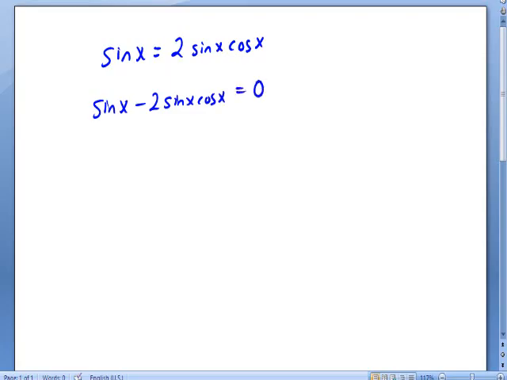And go ahead and set this equal to 0. Now what we try to do is factor on the left-hand side and then look for our solution set. I can factor a sine of x out of both terms, and I have 1 minus 2 cosine of x left over.